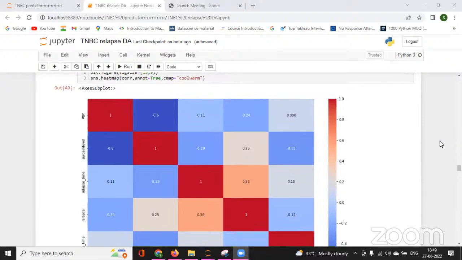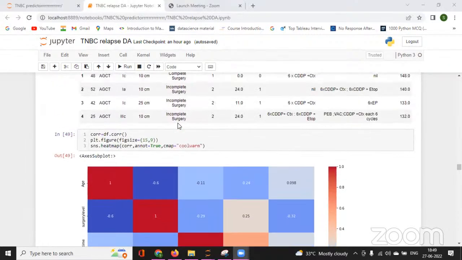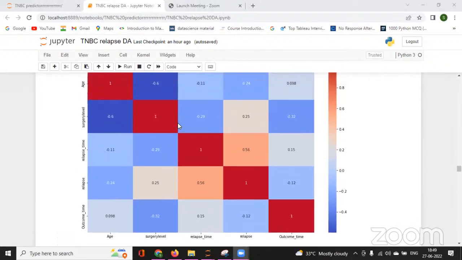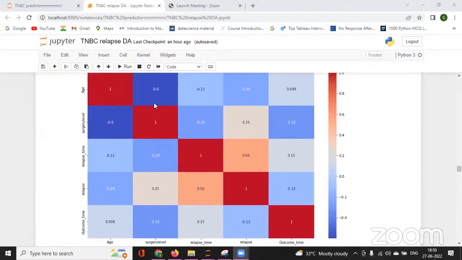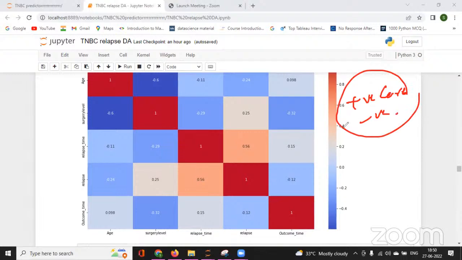So I'm finding out the correlation between all the columns, age, surgery level. It is a heat map. It will show you all the correlation between each and every column that you are taking. Here we have a strong negative correlation when it comes to age and surgery level. A good correlation, you can say, whether it is positive or negative, it doesn't matter. Both are fine, but you should have at least some correlation.